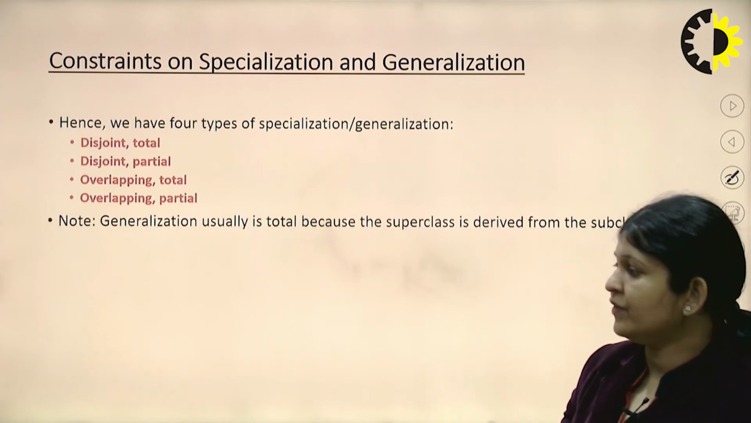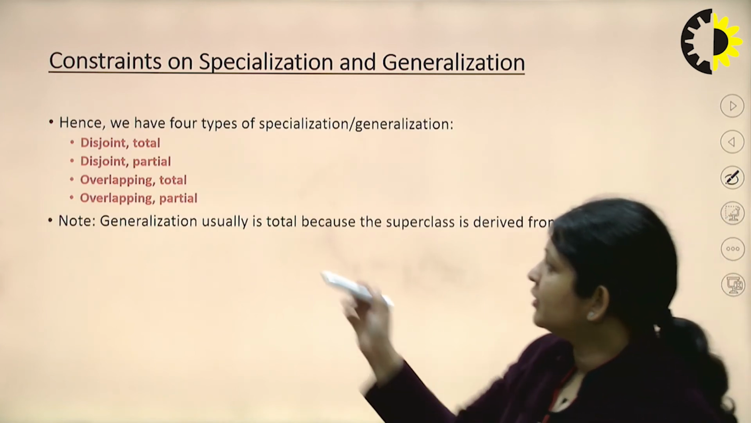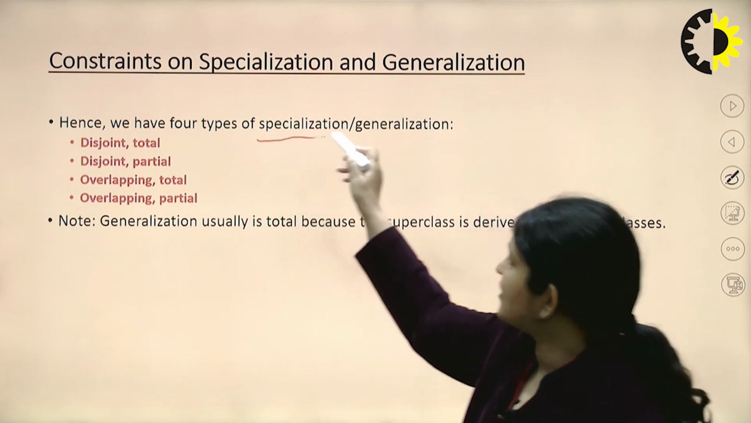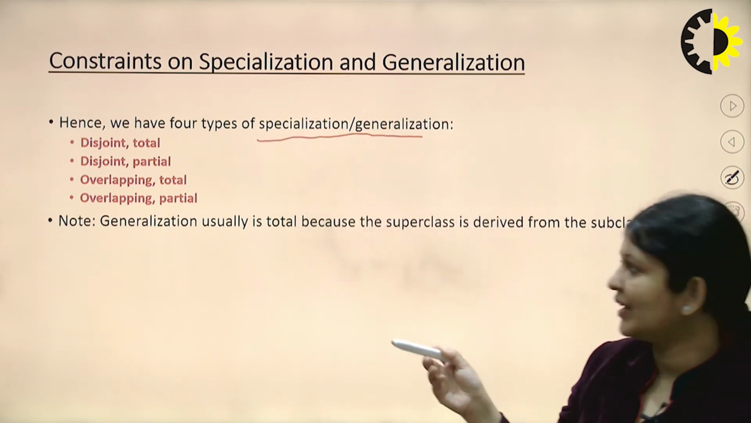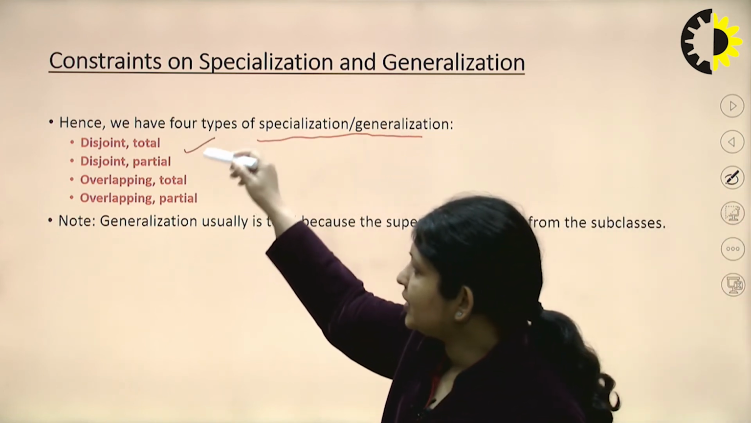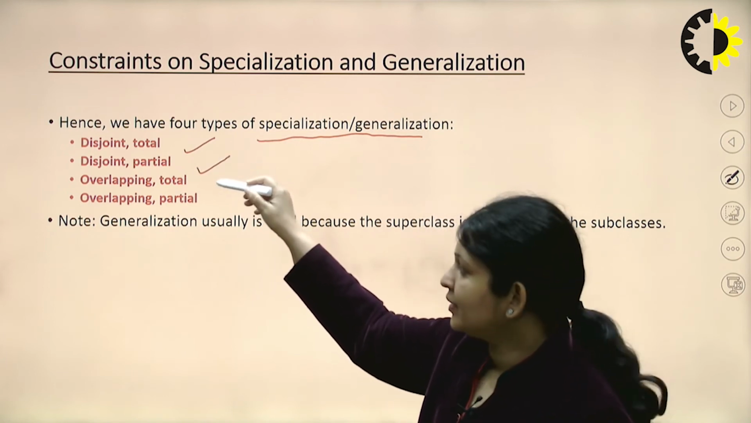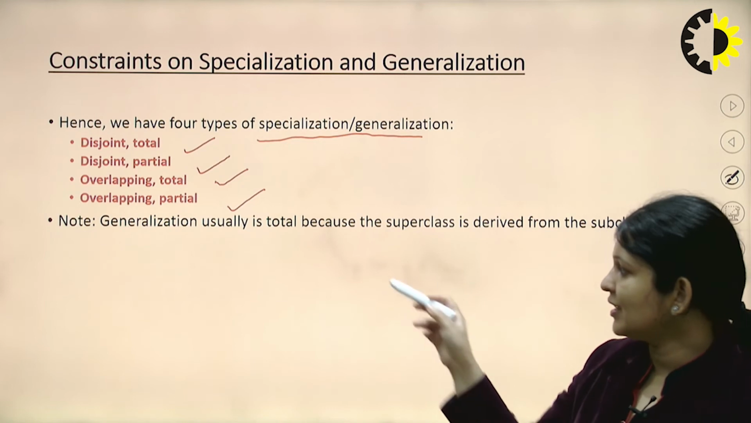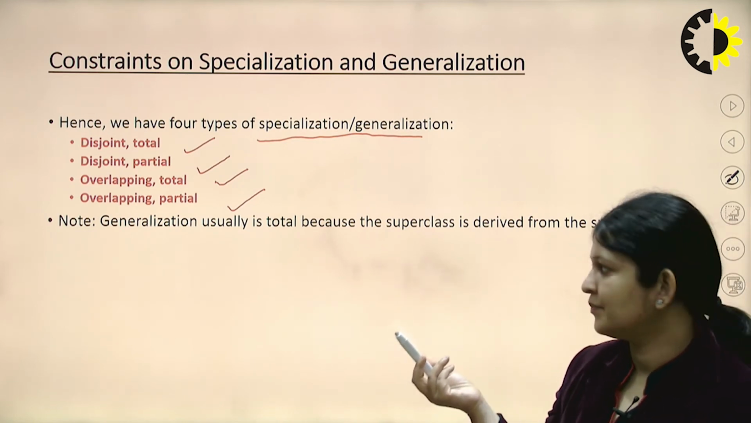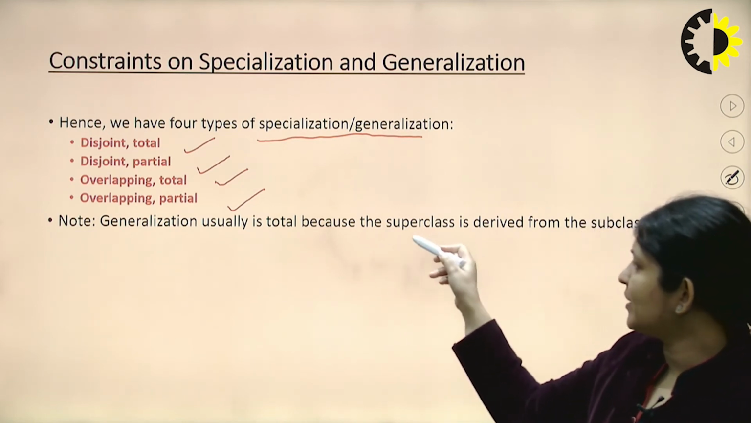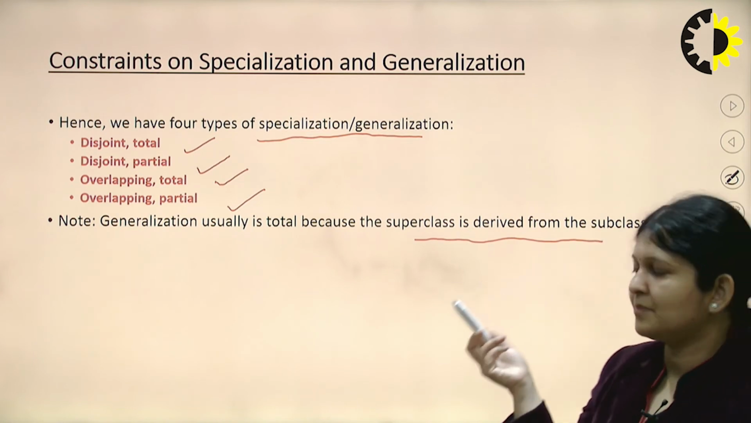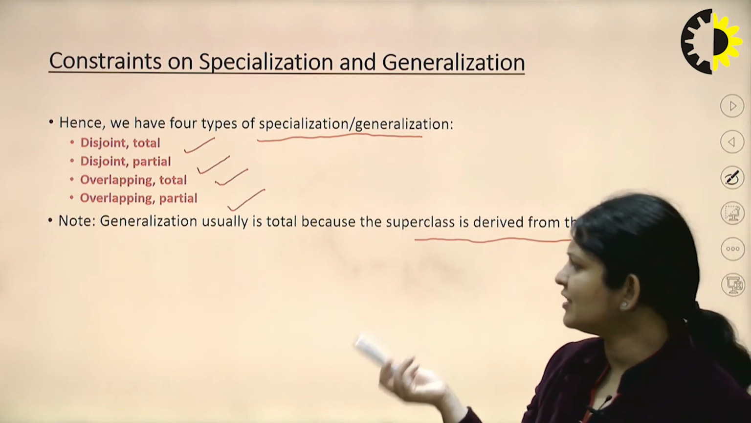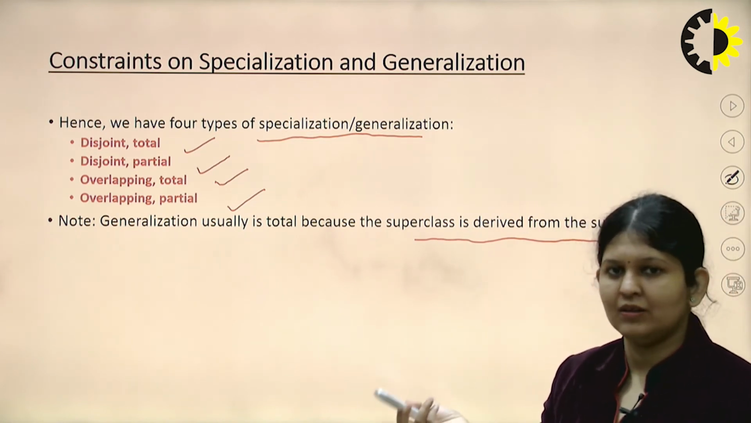When we combine all four, we have four types of specialization: disjoint total, disjoint partial, overlapping total, and overlapping partial. Note that generalization is usually total, because the superclass is derived from the subclasses. Generalization in itself is total because it has all the members.